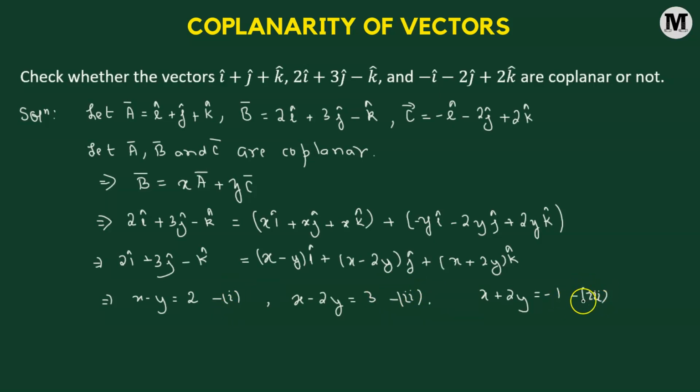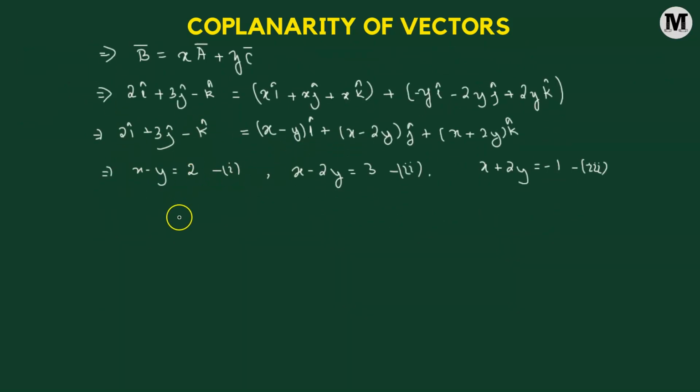Now the strategy that we are going to use here is that we will be picking up any two equations at a time. So we can pick either 1 and 2, 2 and 3, or 1 and 3. Whatever equations we pick up, we need to find the solution. And once we get the values of x and y, we'll substitute them in the third equation. If it satisfies the third equation, then we can confirm that a, b, and c are indeed coplanar.